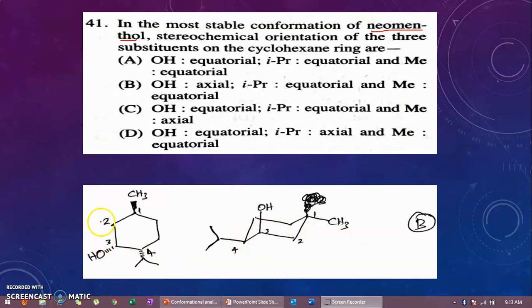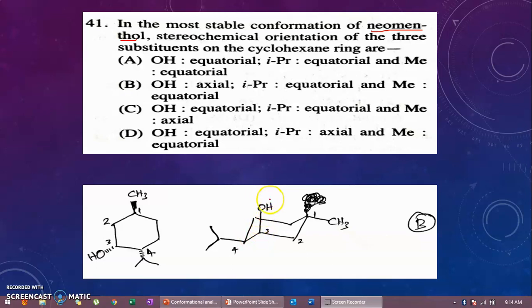The chair conformation is, listen, since methyl and isopropyl are 1,4 trans, both the groups should be axial or both the groups should be equatorial. Since equatorial is more stable, we will place both methyl and isopropyl group in equatorial manner. Then, the isopropyl and OH, they are cis, right? For a 1,2 cis isomer, one group should be axial, the other group should be equatorial. Since we have placed the isopropyl group in equatorial position, the OH group should be placed in axial.